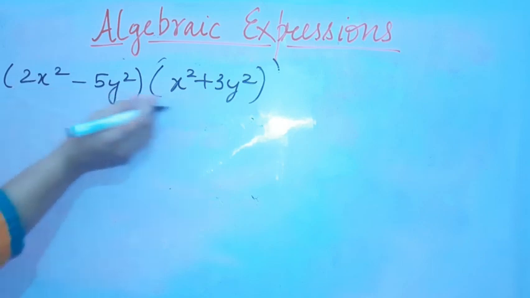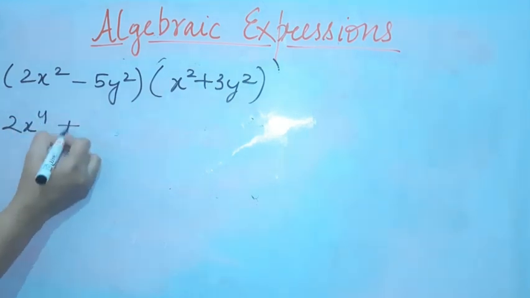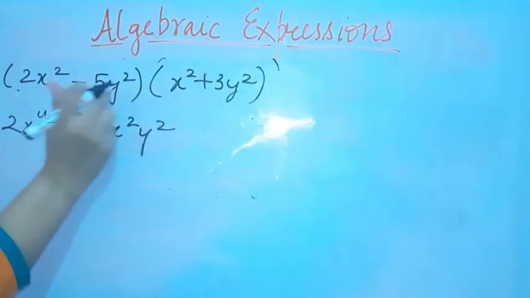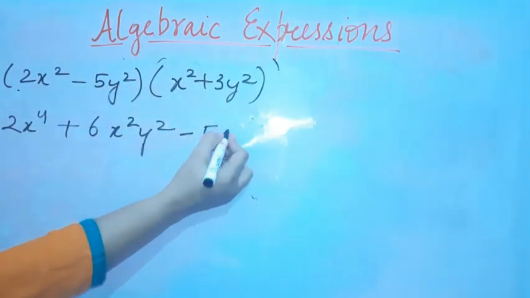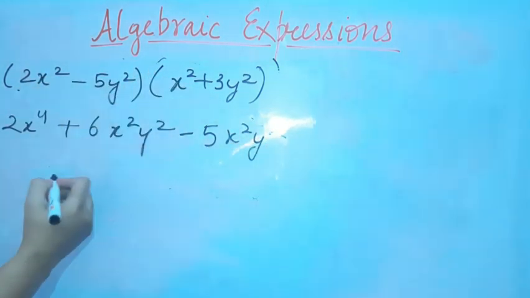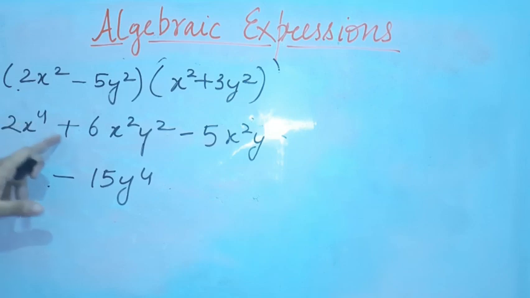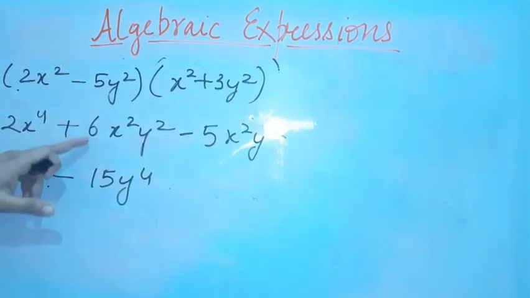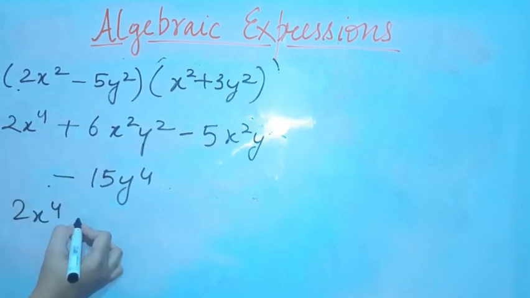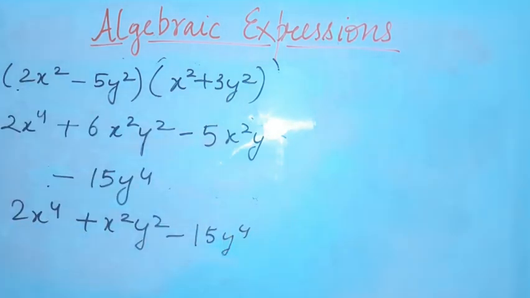Now this 2x square will be multiplied by both the terms. So 2x square multiplied by x square will be 2x to the power of 4, plus 2 3s are 6, so 6x square y square, minus 5y square multiplied by x square will be minus 5x square y square, plus minus, so minus 5 3s are 15, so 15y to the power of 4. Now again 6 minus 5 is 1, and since 6 is greater than 5, so there will be a positive sign. So the last step will be 2x to the power of 4 plus x square y square minus 15y to the power of 4.